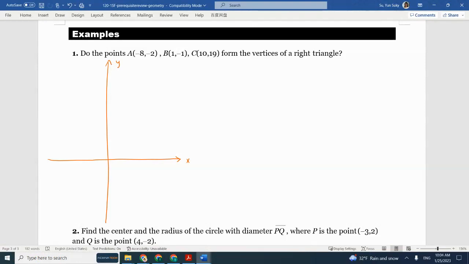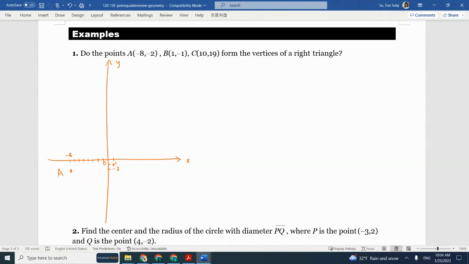Okay, A is -8, -2. So x coordinate is -8. So we go to the left, 1, 2, 3, 4, 5, 6, 7, 8 units. So this is -8. The y coordinate is -2. And then we plot the point here. This is the point A. Okay? And then point B, 1, -1. So x coordinate is 1. We go to the right 1 unit. So this is 1. And the y coordinate is -1.